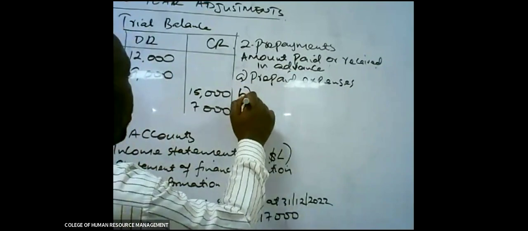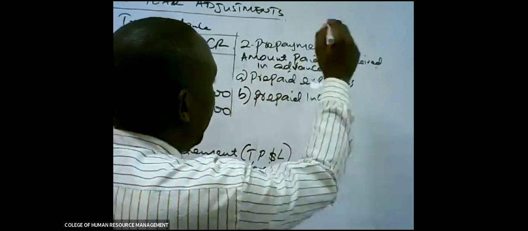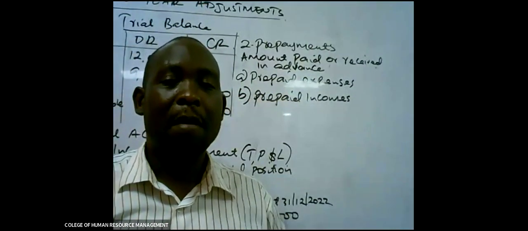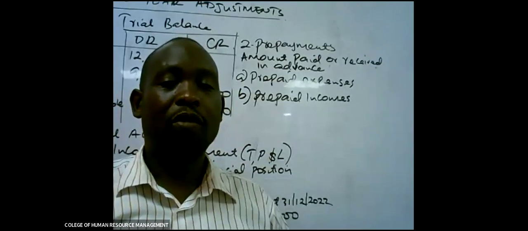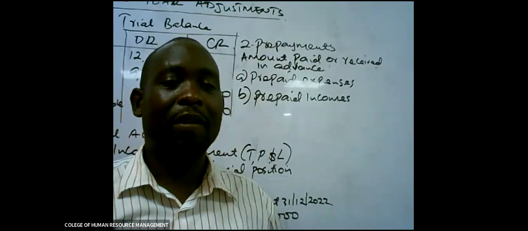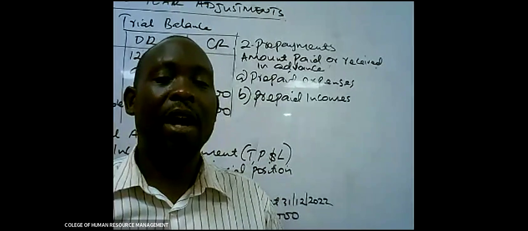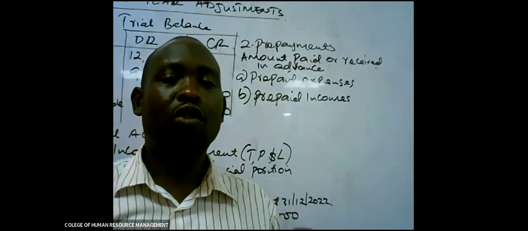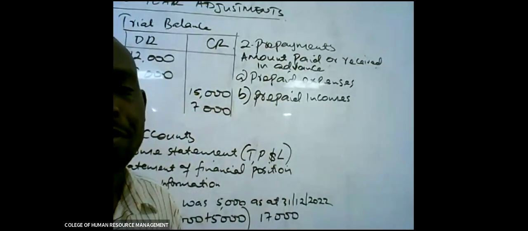Then B, we have what we call the prepaid income or incomes. This is an amount that has been received in this current year, but it has been received in excess of what was supposed to be received. I can use the same illustration of rent. If we normally receive rent from our tenants, from the rental houses that we have, in a particular financial year, we were supposed to receive 100,000, but we received 105,000. The 5,000, which is on top of what was supposed to be received, becomes a prepaid income.